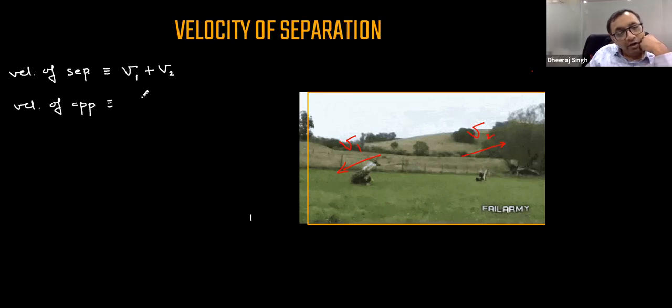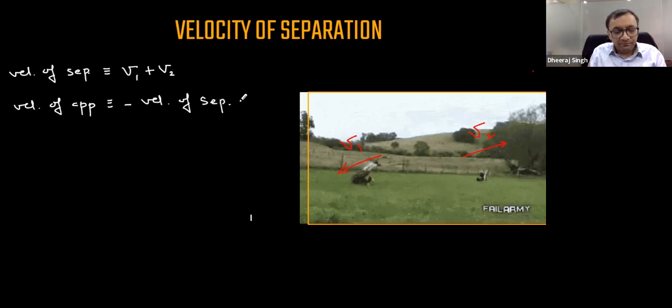It is negative of velocity of approach. Sorry, velocity of separation. Velocity of approach is this way. Velocity of separation is that way. So one is negative of the other. Just like if velocity is this way positive, opposite direction negative. So separation is opposite of approach. So one is negative of the other.